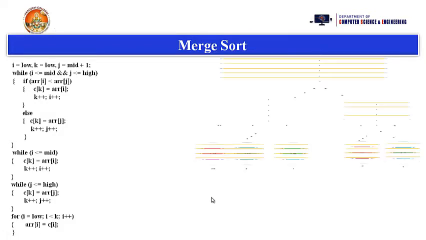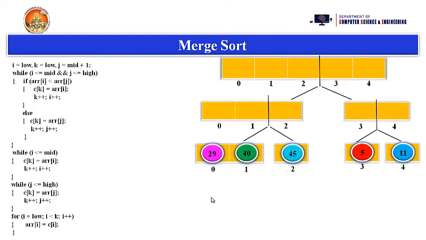Next. Now compare the 0th index position value with the second subarray index position value. We need to compare the first index position of the first subarray and the first index position of the second subarray. So compare these two values, and the relationship between these two is 29 is less than 45. So place the 29 in the 0th location as it is. Now increment the index position of the first subarray. Now it is pointing to the first index position, that is the 40 element.